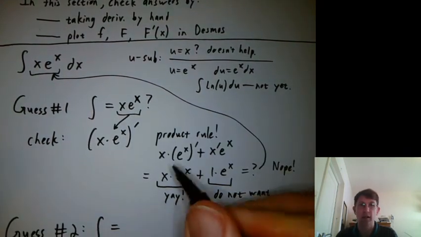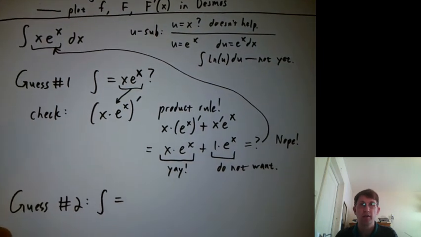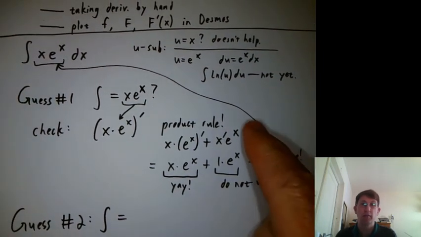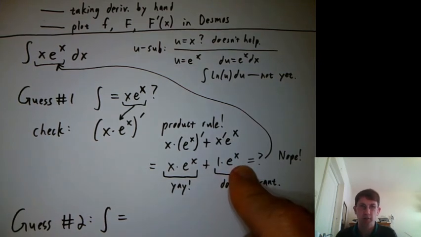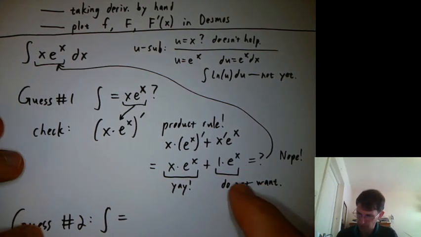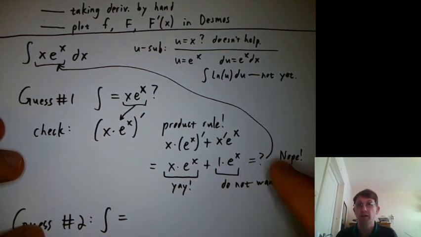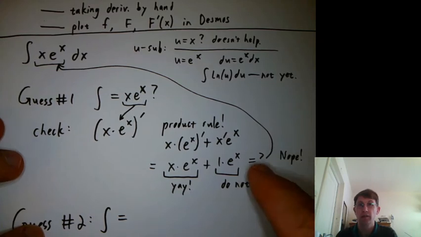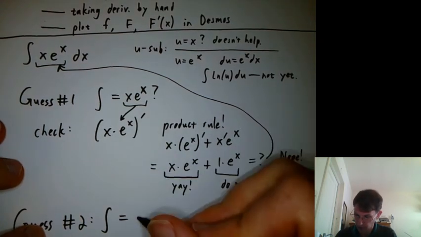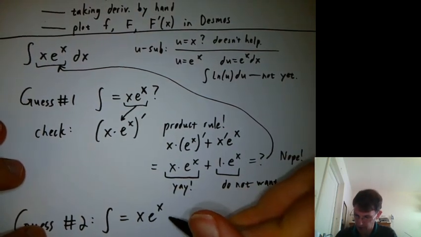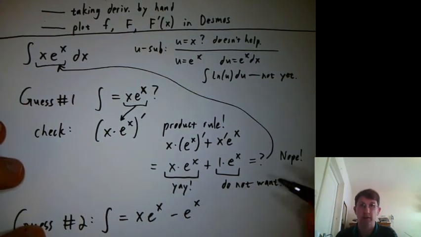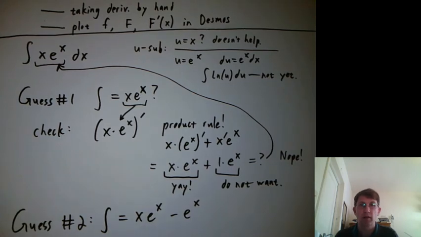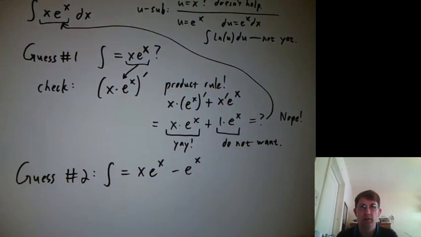We had x e to the x. It'd be nice if we had a guess that didn't need the product rule, so we didn't have this other term, but that doesn't end up working. What if we had something later, so we'd still get this and then get something later to cancel this part? So we could say, how about x e to the x, that's what we started with, minus e to the x. So go ahead and check that by taking the derivative.